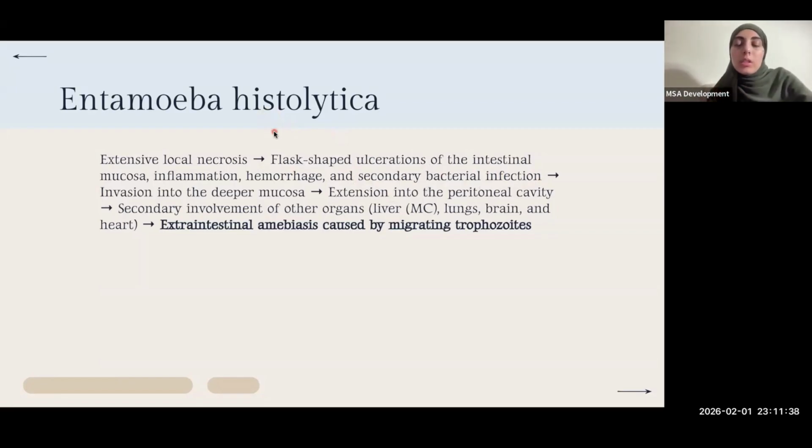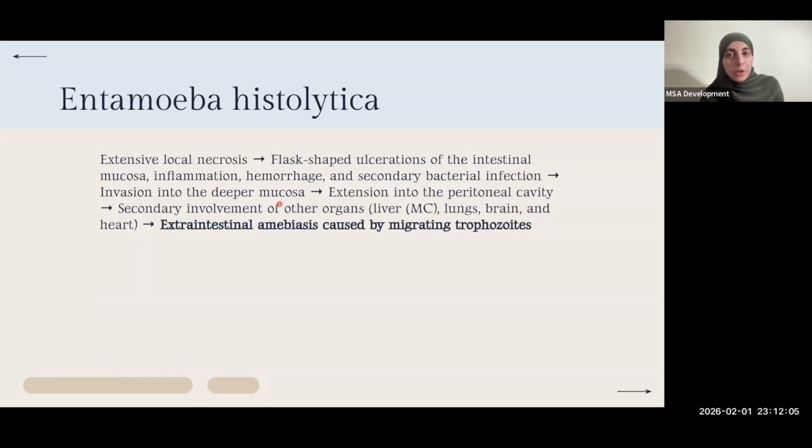Now, all this necrosis and inflammation leads to invasion into the deeper mucosa, and eventually the protozoan can reach into the peritoneal cavity. And basically, when it goes deeper and then goes into the peritoneal cavity, it can then reach other organs. Okay, so it can have secondary involvement of other organs. So it can move from being just a GI infection to being a systemic infection and affecting multiple organs.